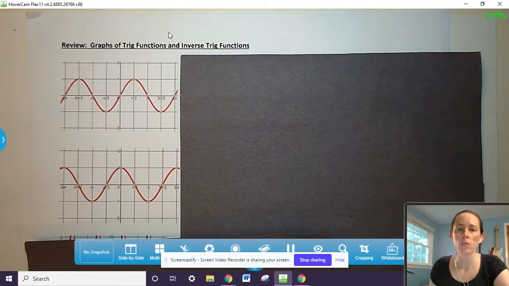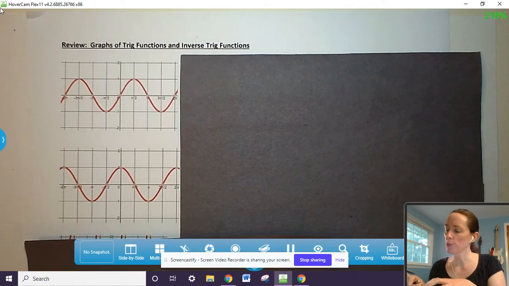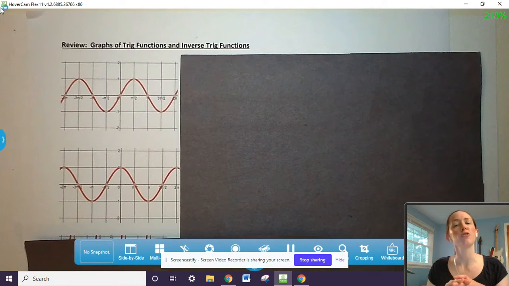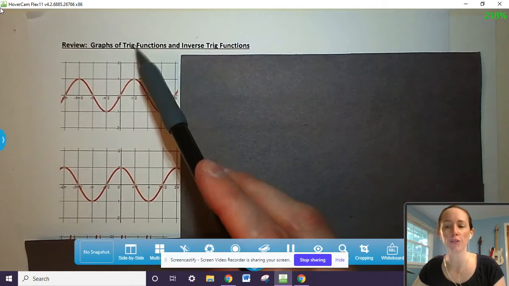Today's lesson is going to be a review of graphs of trig functions and inverse trig functions. For this particular lesson, I'm going to try to zip through it and just give you the highlights. If there's anything that you would like additional review on, you can let me know. First, we're going to begin with a review of graphing trig functions.